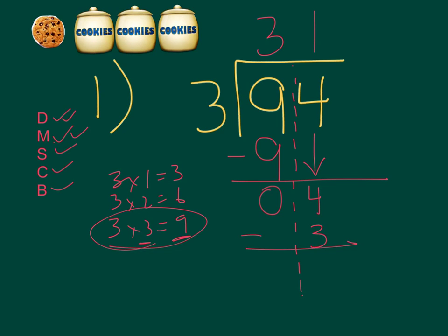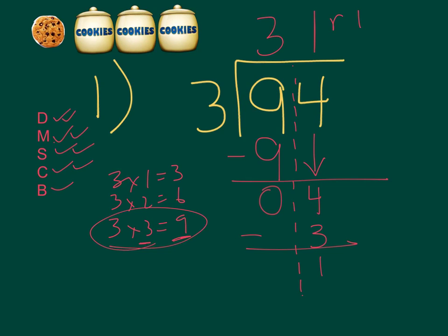Now I can subtract. 4 minus 3 is 1. I'm going to compare. Is 1 less than 3? Yes. So now all I have left is to bring up or bring down. And of course bring down comes first. So I check, do I have any more digits after the 4? Of course not. So this 1 becomes my remainder. So I write it like this.